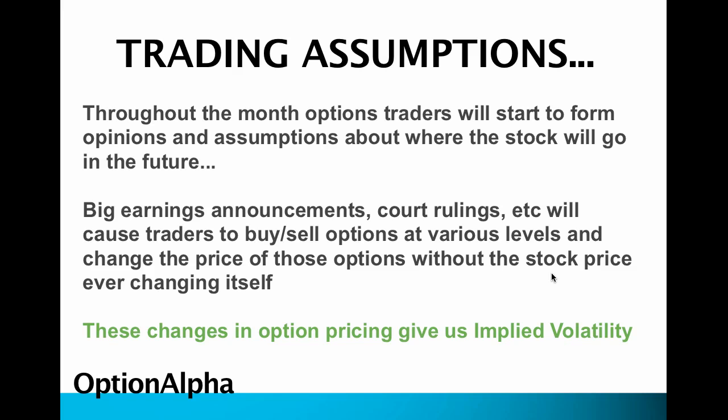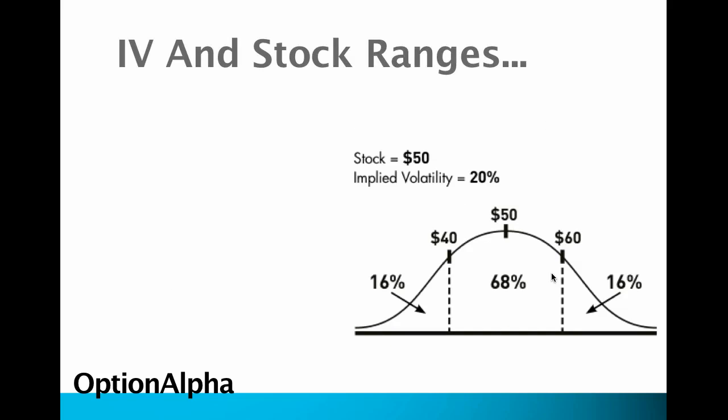But all of this is going to change the price of those options without the stock price ever changing itself. It's just where people are placing their bets, and that's really all it means. So these changes in option pricing give us implied volatility. It gives us the expected range of the stock going forward. Really, it shows us where other traders are placing their bets and where the market, the masses, think that the stock is going to go.